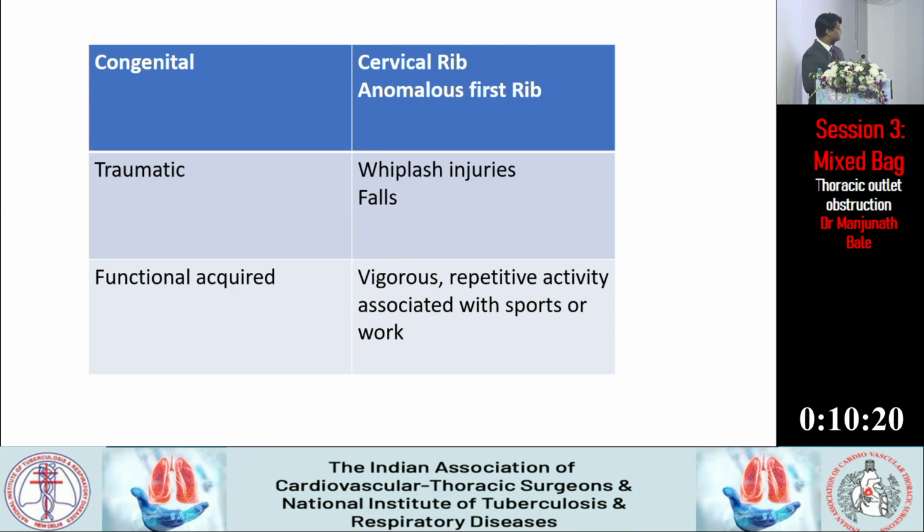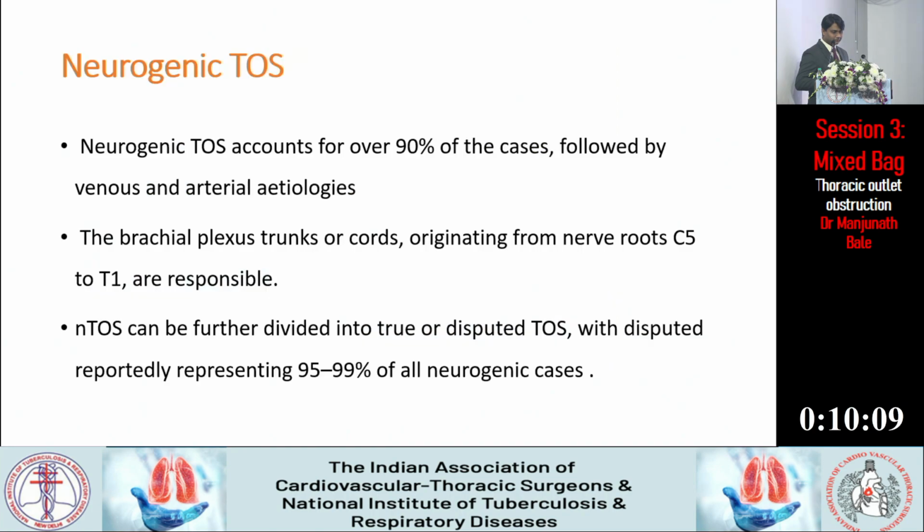Functionally acquired, this is more common in young patients who are doing vigorous repetitive activity. So there can be a muscle inflammation which can lead to healing, and then the same kind of symptoms can appear. First, I'll talk about neurogenic TOS, which is the most common one. About 90% of all the cases are of neurogenic TOS. The brachial plexus is generally involved from C5 to T1, but most commonly it is the lower plexus which is involved.